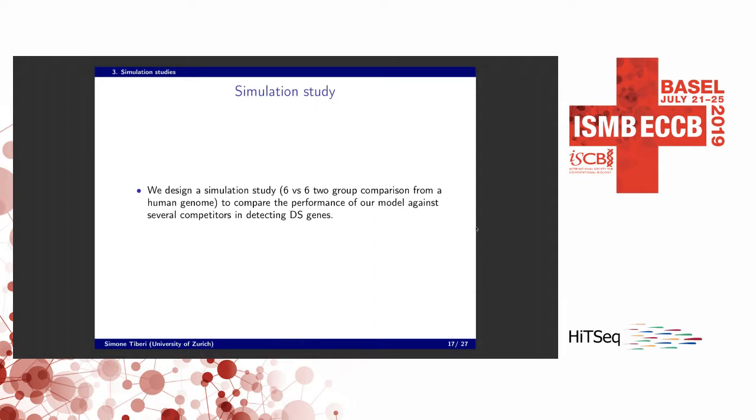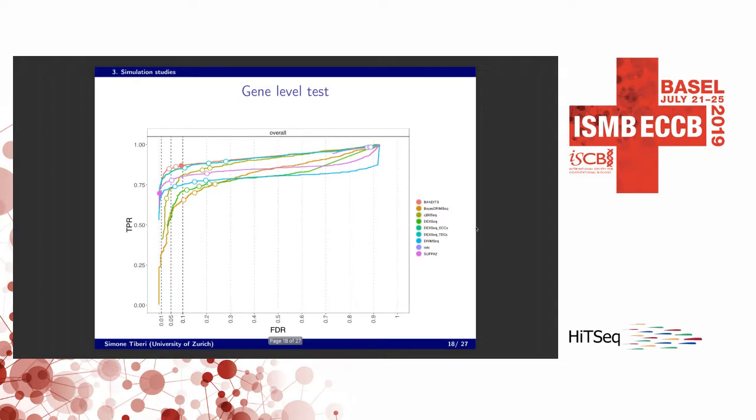So we then validate this in a few simulation studies. This is the most comprehensive one. It's a human simulation study where we do a 6 versus 6 group comparison, and we benchmarked it against a bunch of methods. As you see, I told you there are several methods for differential splicing, and these are just the most recent ones.